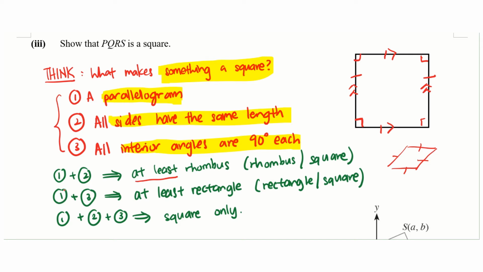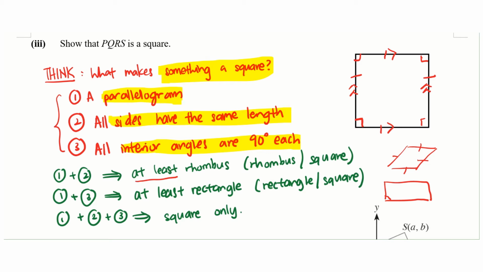And if I were to choose just option 1 and option 3, I will only be able to say that it is at least a rectangle, because a parallelogram with all interior angles 90 degrees satisfies the criteria of a rectangle. So it is either a rectangle or else a square if I only go through 1 and 3. However, if I go through every single option, 1, 2 and 3, I will be able to safely say that yes, it must be a square.